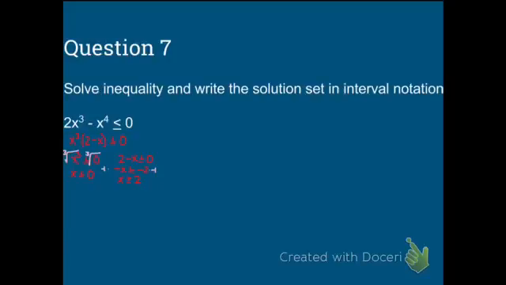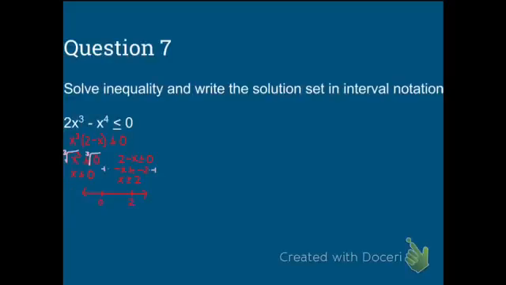So now that we have those, I first put them on a number line to see which way they're going, and then from there I do my interval notation. So I have 0 and 2.